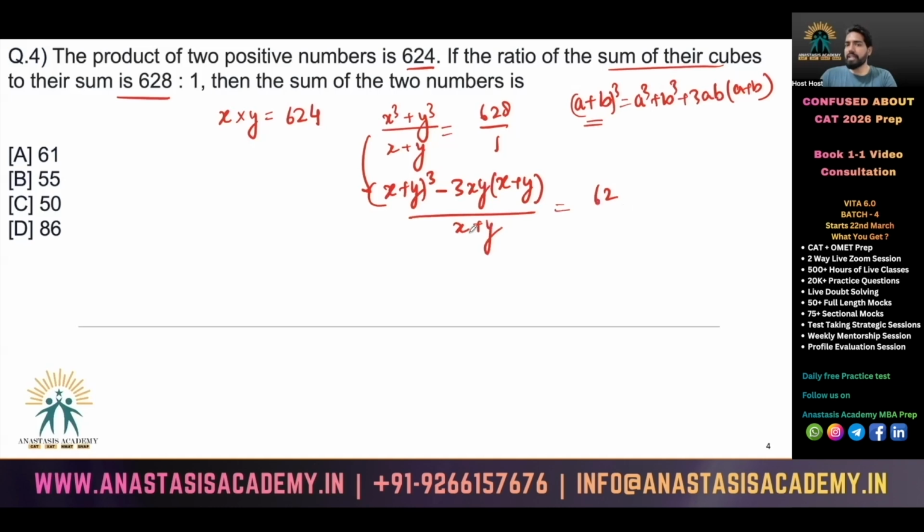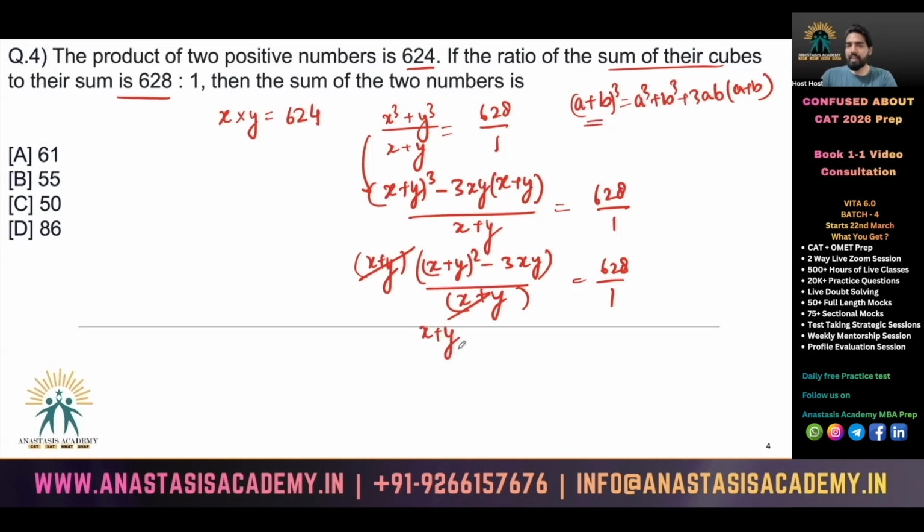And from here, I can cancel out some x plus y, right? So if I take x plus y common, I'm left with (x plus y) whole square minus 3xy, correct? So it would be (x plus y) whole square minus 3 times xy. And we have in the denominator x plus y. So now I can cancel out x plus y and x plus y because x and y are two positive numbers and the sum cannot be equal to 0. So it can be cancelled out. So I have (x plus y) whole square minus 3xy is 628.